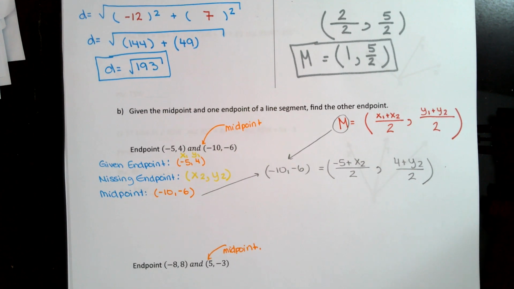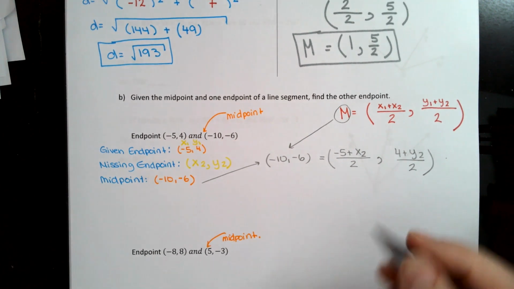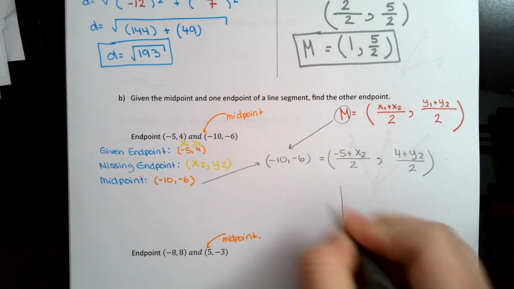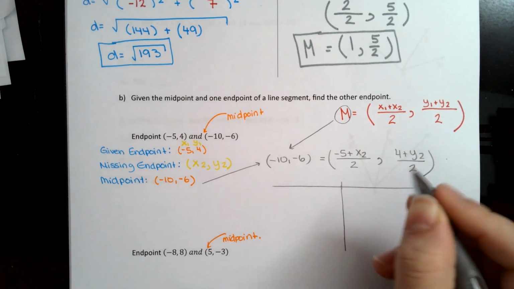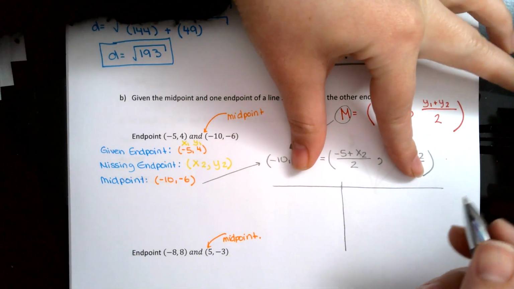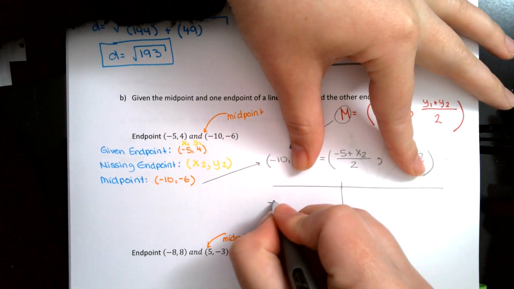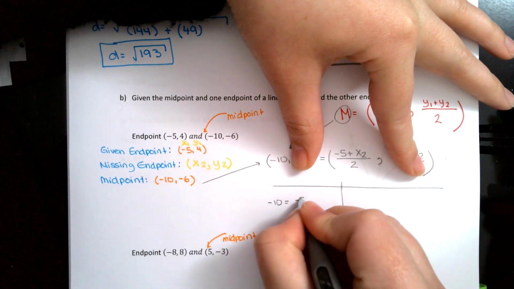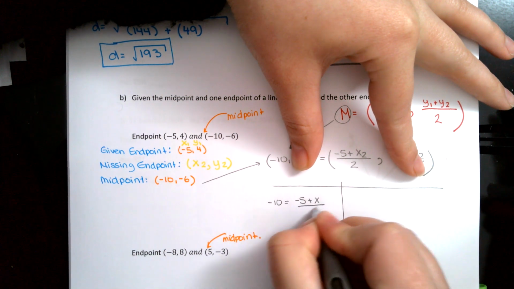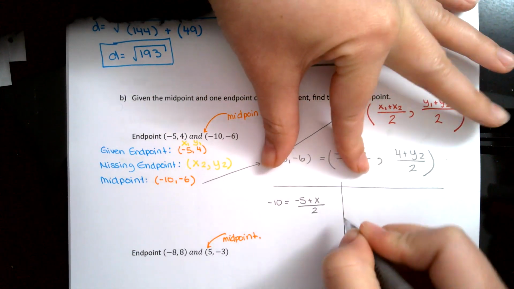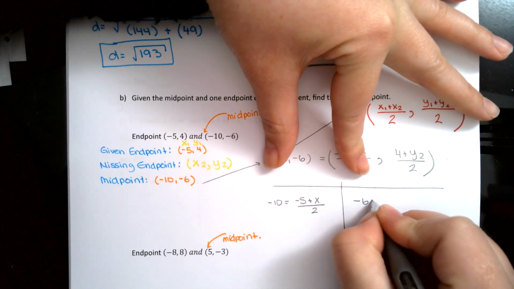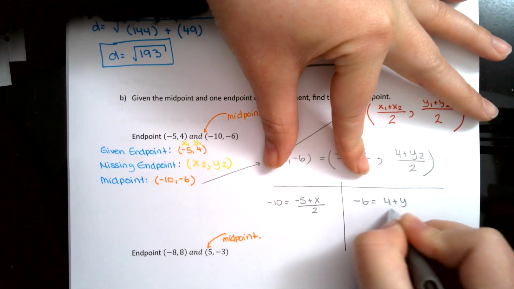Then you're going to have two setups, one for solving for your x and one for solving for your y. The trick is to use your fingers and cover it. I'm going to cover the second pieces, which gives me an equation of -10 is equal to -5 plus x over 2. Cover the x's, which gives me -6 is equal to 4 plus y divided by 2.